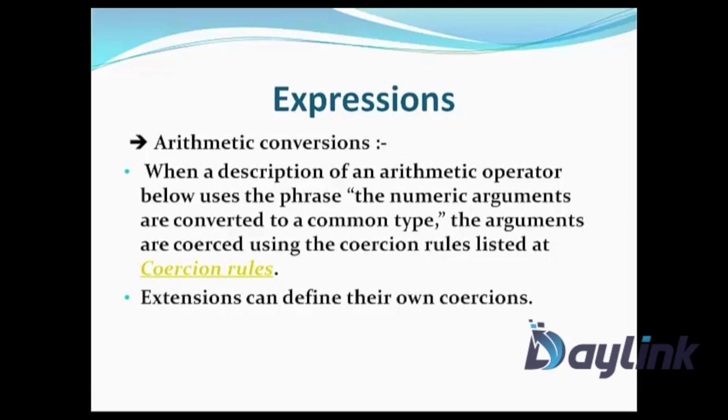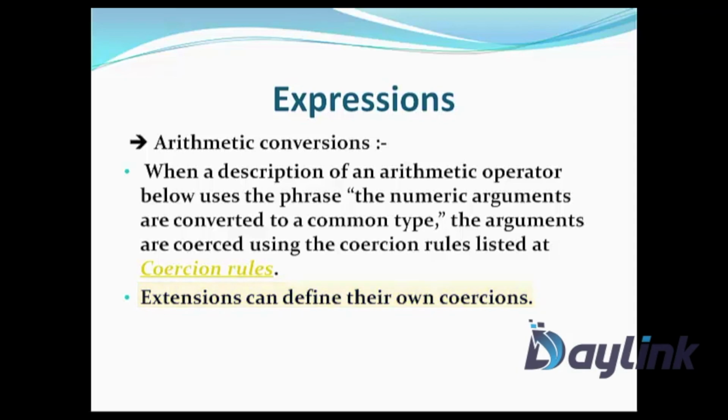The elements of expression in Python. The first one is arithmetic conversions. When a description of an arithmetic operator below uses the phrase, the numeric arguments are converted to a common type, the arguments are coerced using the coercion rules listed at coercion rules. Extensions can define their own coercions.